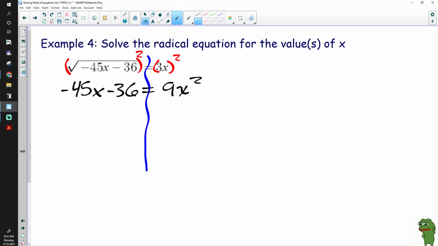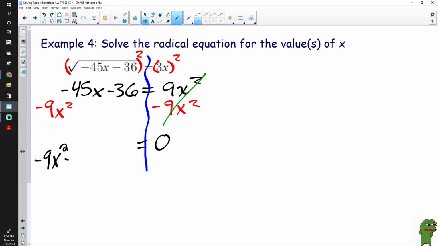In order to use the x method, we need everything on one side. So we can subtract our 9x out to the front. That way I get everything equal to 0. So I'll have negative 9x squared minus 45x minus 36. Now, if we were to do the x method right now, it would be terrible, because we'd have to do negative 9 times negative 36 for the top, and that's some huge number.